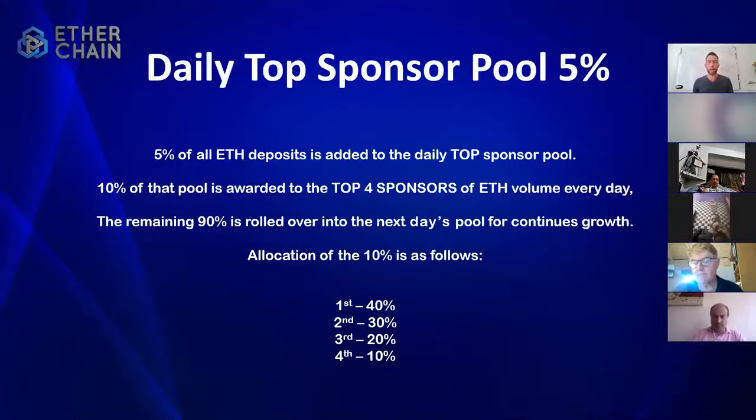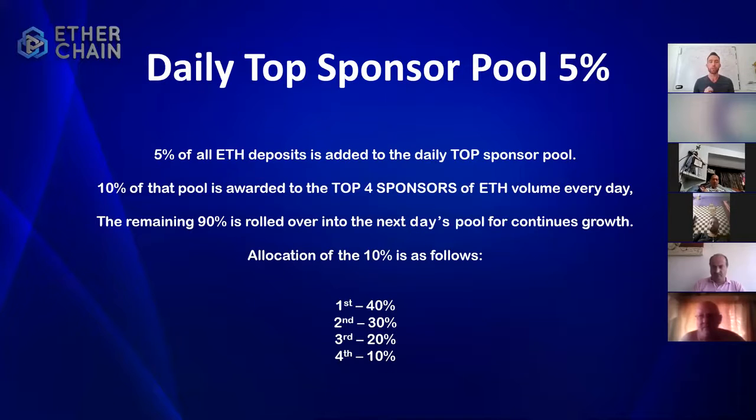Now, moving over to the daily top sponsor pool, which goes by 5% of all deposits. Now, 5% of all Ethereum deposits is added to the daily top sponsor pool. 10% of this pool is awarded to the top 4 sponsors of Ethereum volume every single day. The remaining 90% is rolled over to the next day's pool for continuous growth.